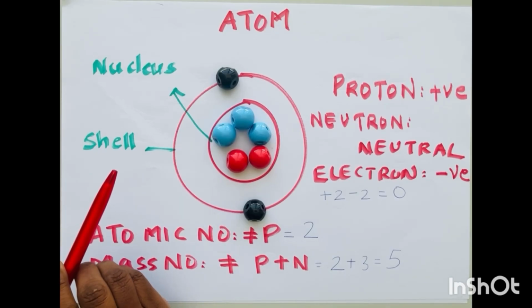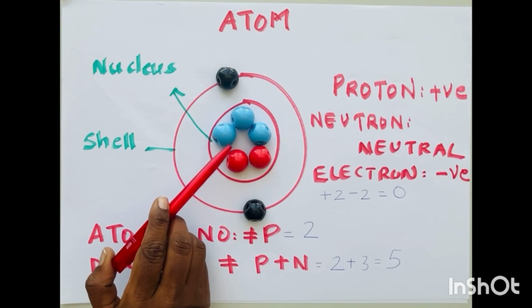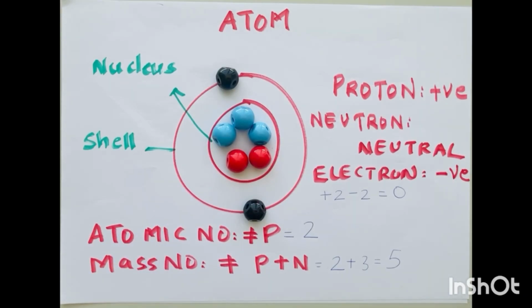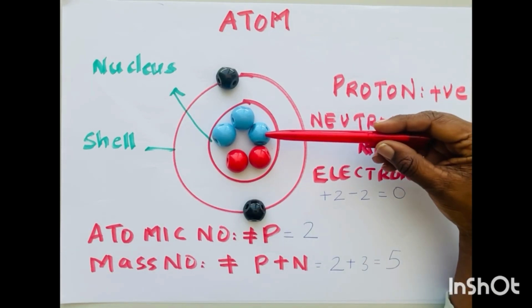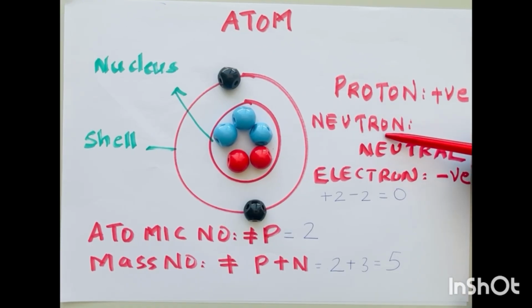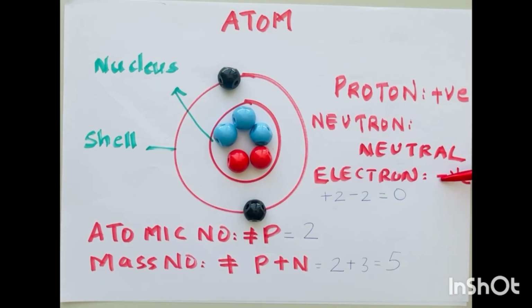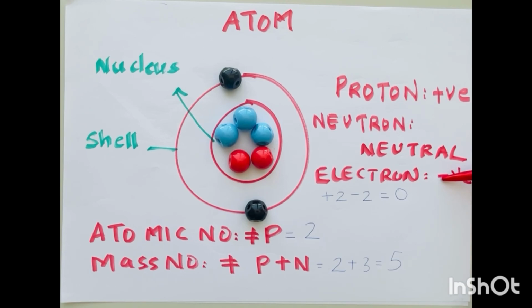Now, let us check the charge of each particle. Protons are positively charged particles, and neutrons are neutral particles. From the name itself, it shows that neutrons don't have any charge. They are neutral particles. And electrons are negatively charged particles.